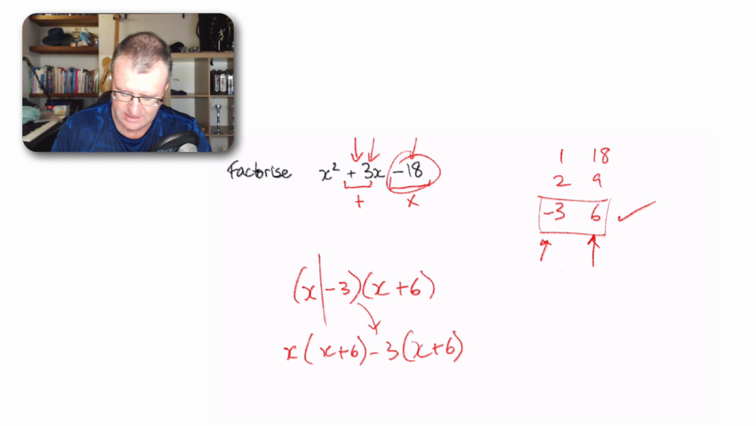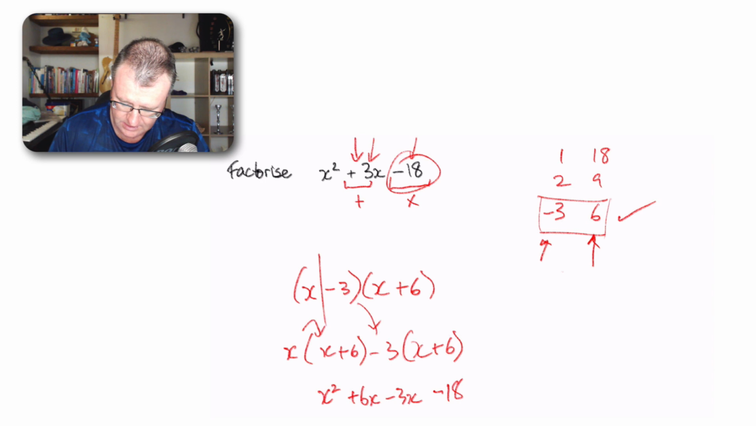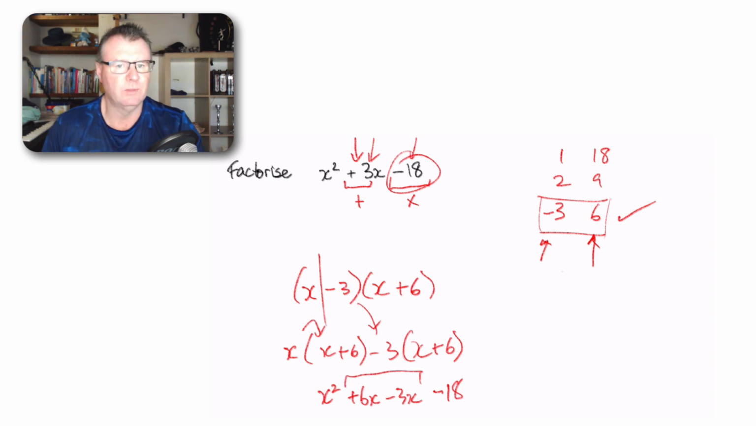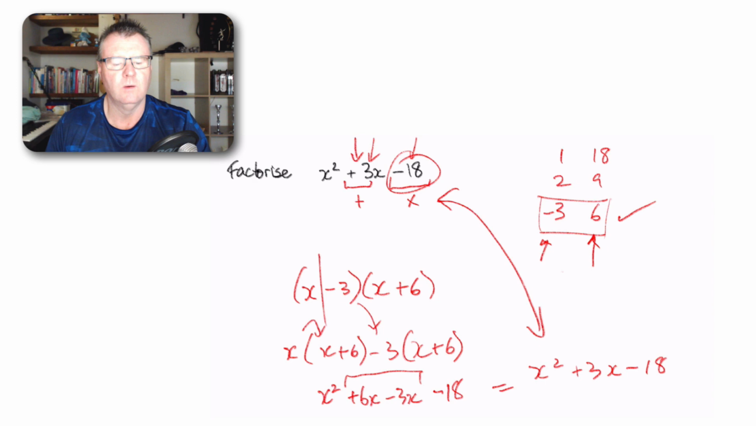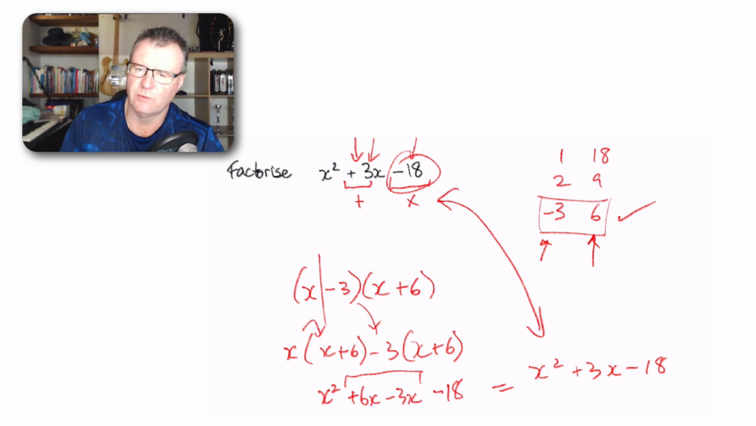Let's expand those now. X times x gives me x squared. X times 6 gives me 6x. Negative 3 times x gives me negative 3x. And negative 3 times 6 gives me a negative 18. I've got some like terms here. Plus 6x take away 3x leaves me with x squared plus 3x minus 18, which is exactly what we started with. All right, just proving that our factorization was correct.